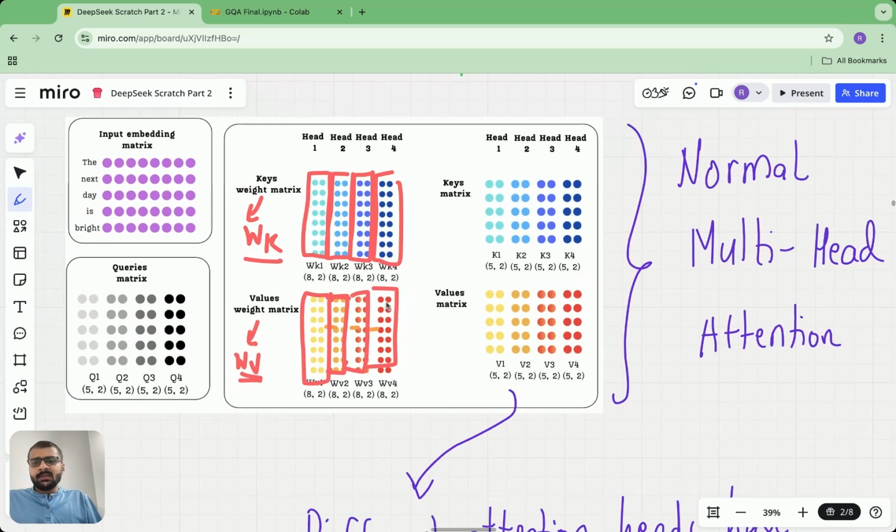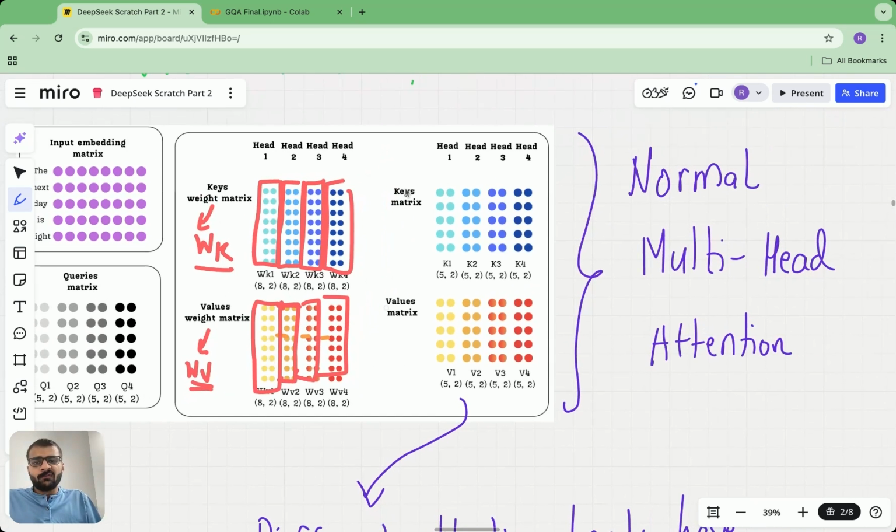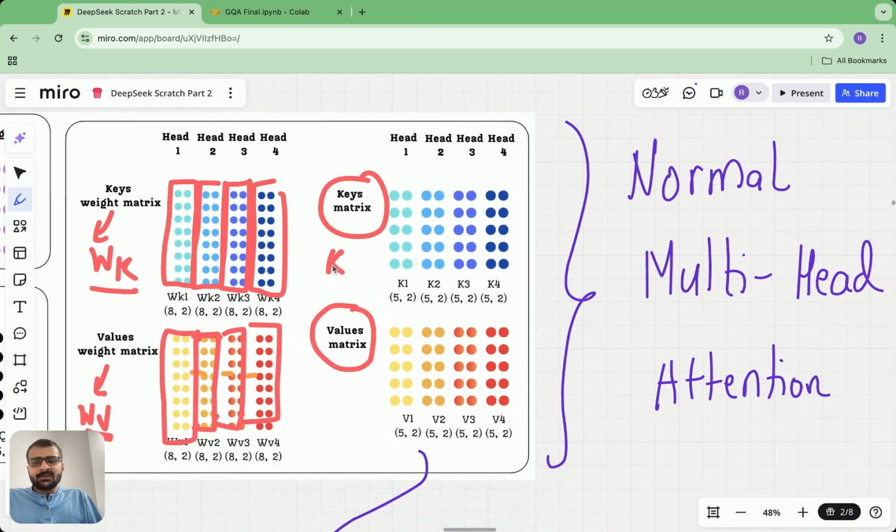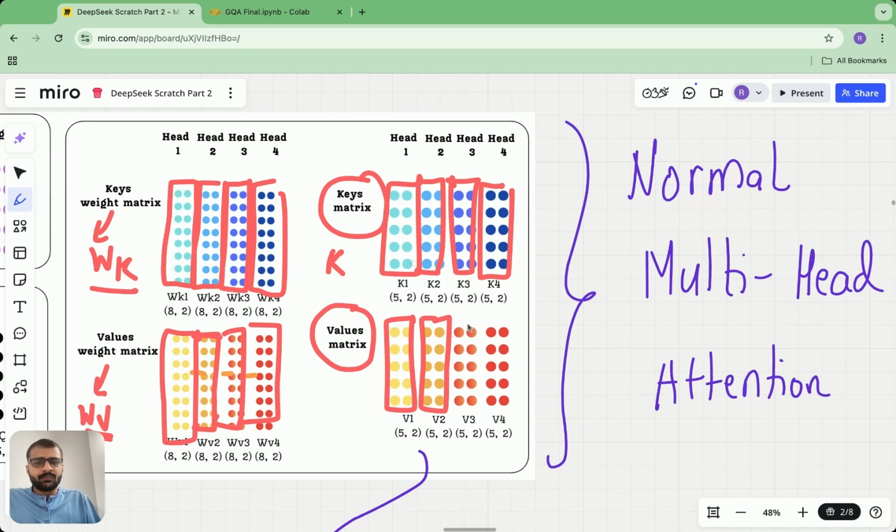Now, naturally, since the input embedding is multiplied with WK and WV to give me the keys matrix and the value matrix, when we look at the keys matrix K, the attention head 1 values are very different from the attention head 2 values, which are different from attention head 3, and which are different from attention head 4. And that's similar for the values matrix. The values or the elements for each attention head are different from each other.